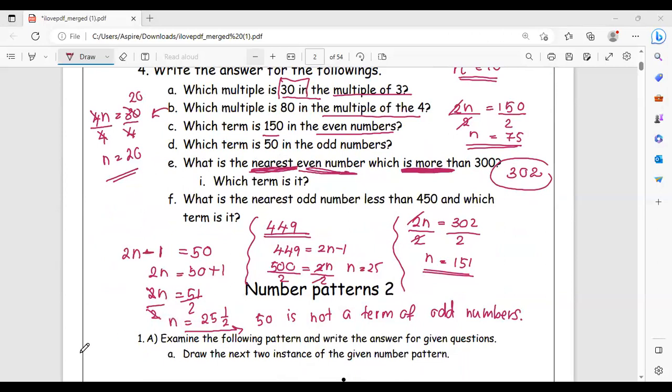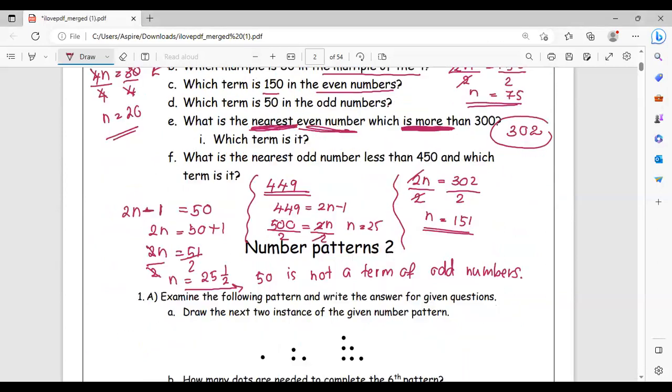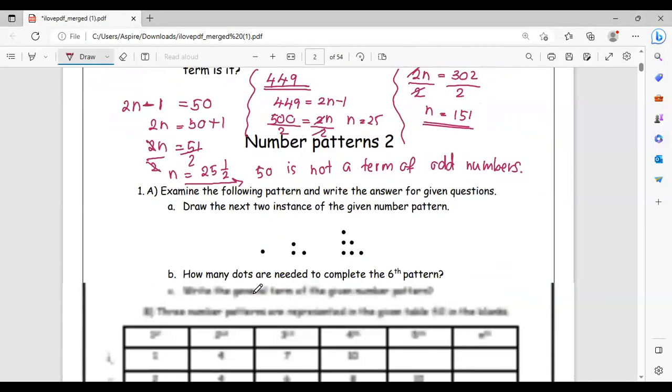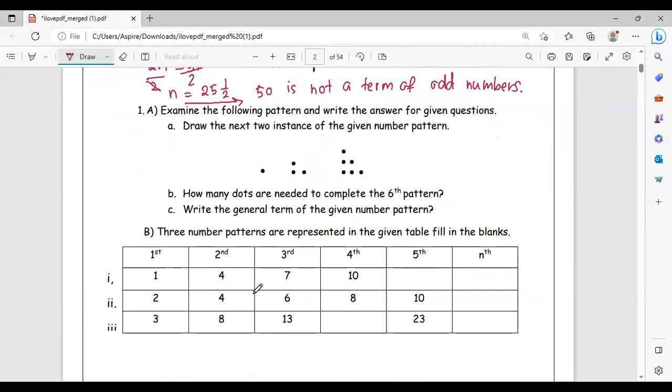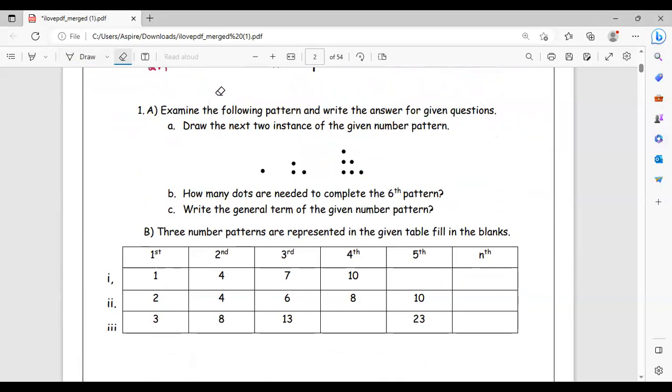Okay, then let's move on to number patterns 2. This is very important. No? These are the essay type questions. That means in your exam paper, there are 2 parts, part 1 and part 2. In part 2, there are questions like this.